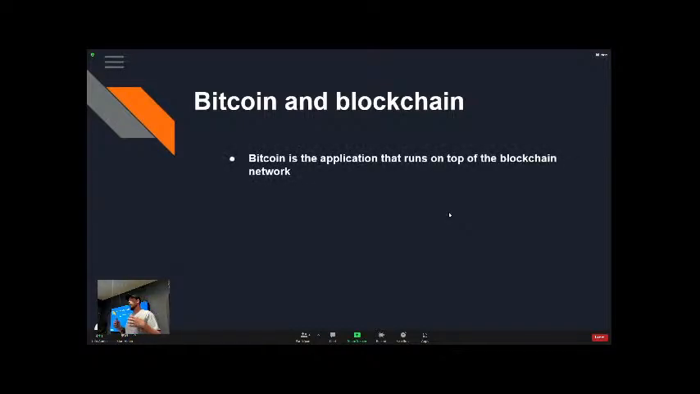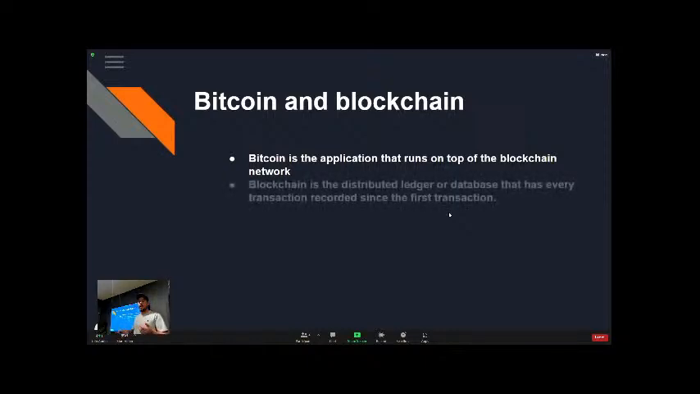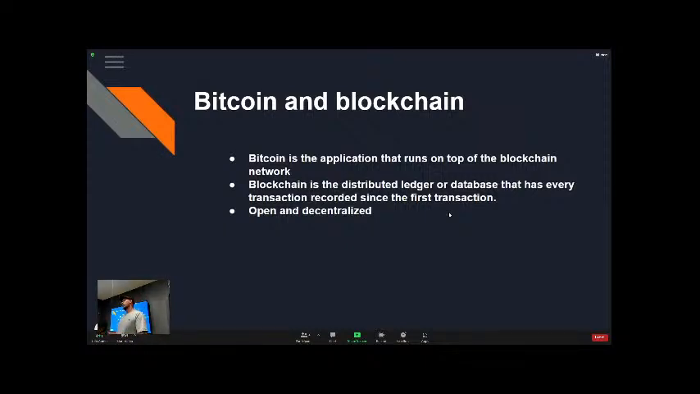So Bitcoin and the blockchain. Bitcoin is an application that runs on blockchain technology, on a blockchain network. It's a distributed ledger or database where every transaction is recorded and publicly available. You can go to blockexplorer.com and you can see every single transaction that's happening on the network at all times, and see how much is being sent and where it's being sent to. It's open and decentralized. Anyone can partake in it. Anyone can run a node on their computer. Anyone can start mining on any computer. It might not be profitable to do so, but it still serves an important part.